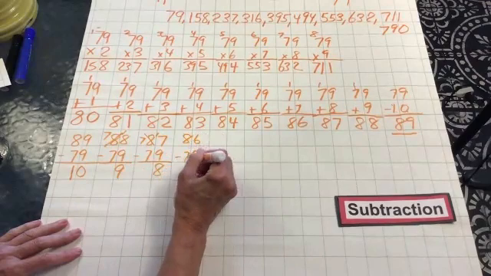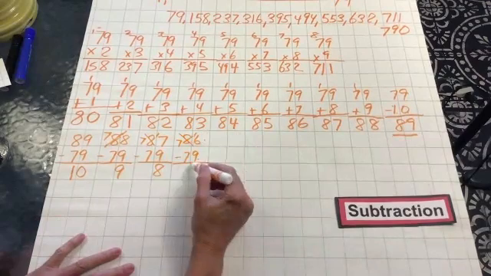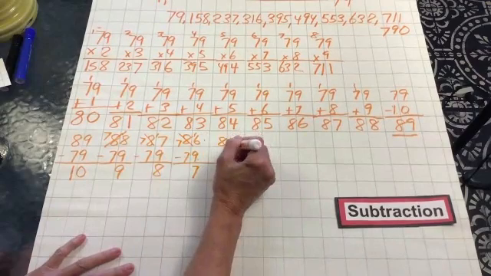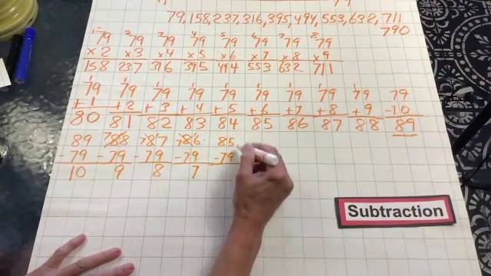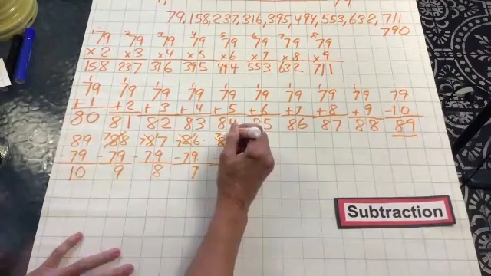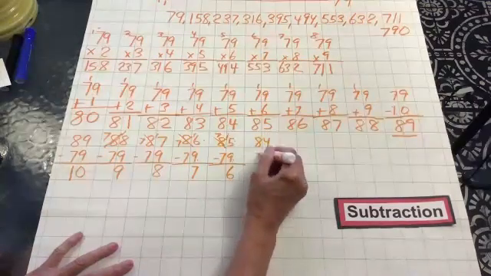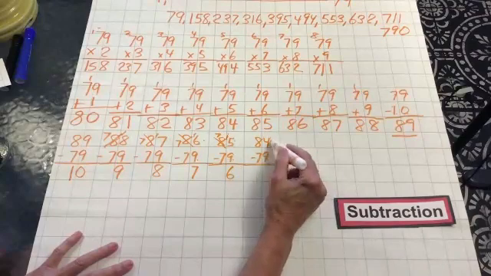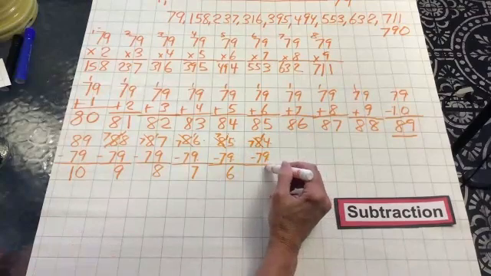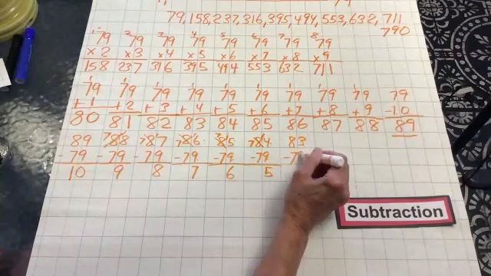86 minus 79. 9 from 6 cannot do. Borrow from the 8, leaving 7, making that 16 minus 9 is 7. 7 minus 7, nothing. 85 minus 79. 9 from 5 cannot do. Borrow from the 8, leaving 7, making that 15 minus 9 is 6. 7 minus 7 is nothing. 84 minus 79. 9 from 4 cannot do. Borrow from the 8, leaving 7, making that 14 minus 9 is 5. 7 minus 7, nothing.